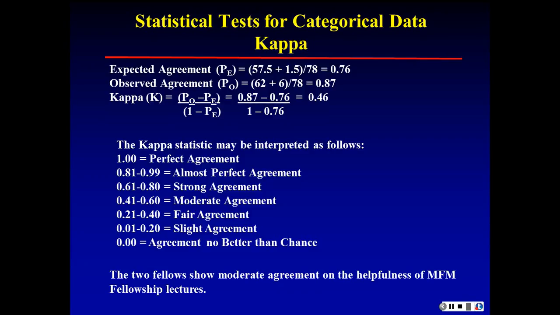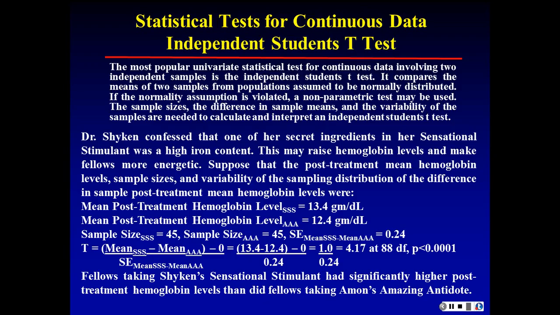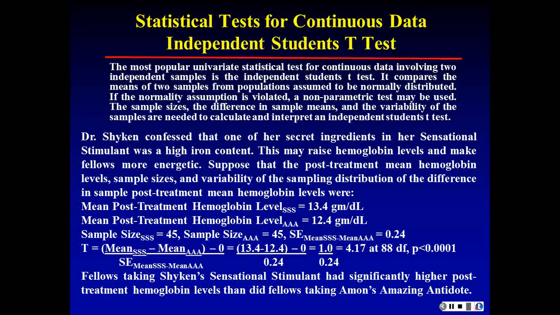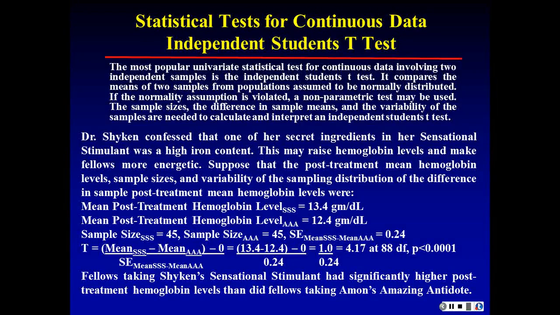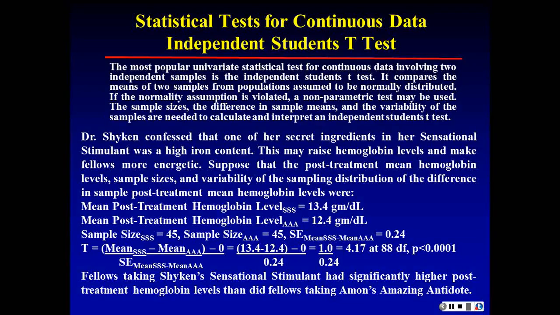All right, let's switch to continuous data. The most popular univariate statistical test for continuous data for 2 independent samples is the independent student's t-test. Has anyone not heard of a t-test? All right. What a t-test does is essentially compare the means of 2 samples from populations assumed to be normally distributed.